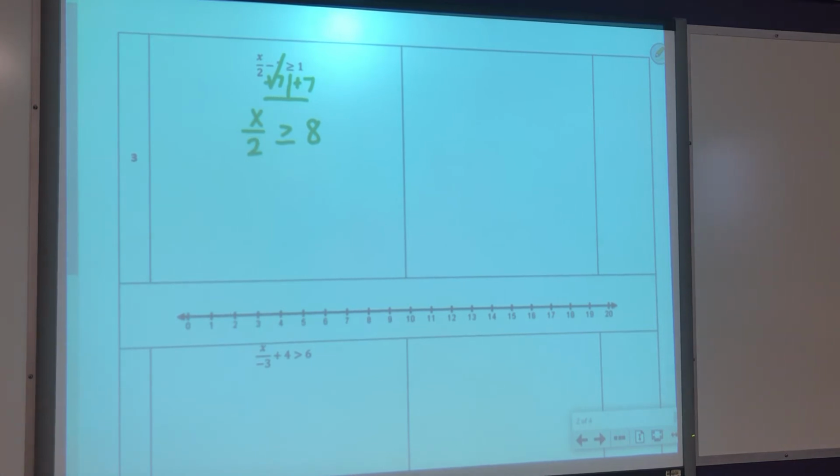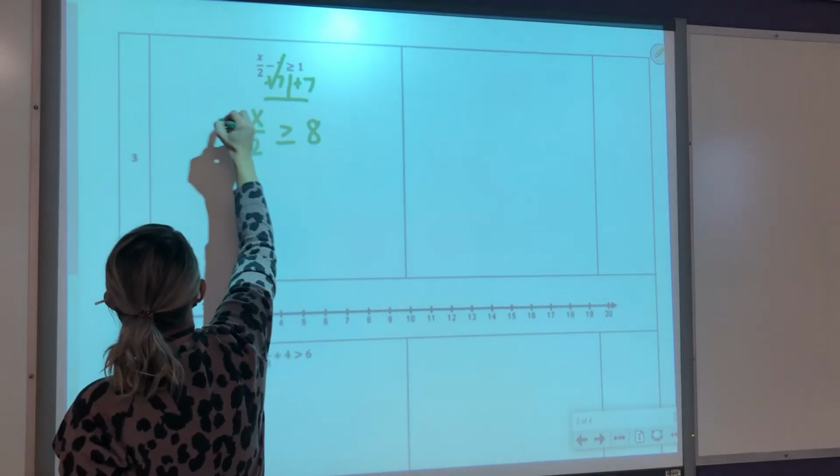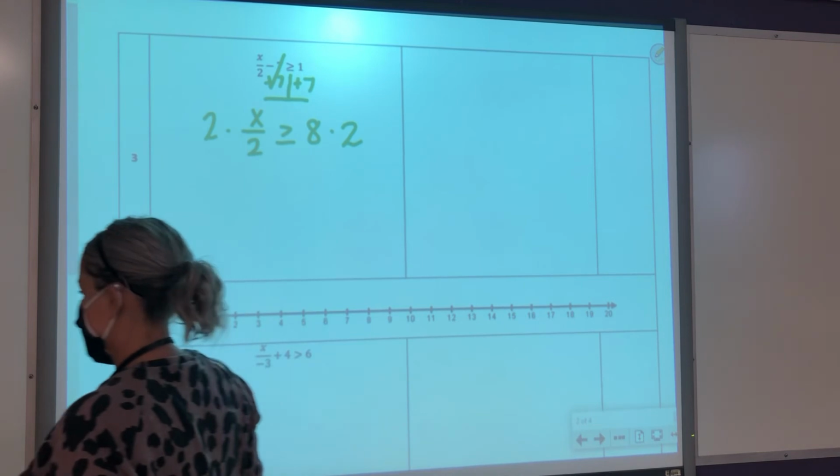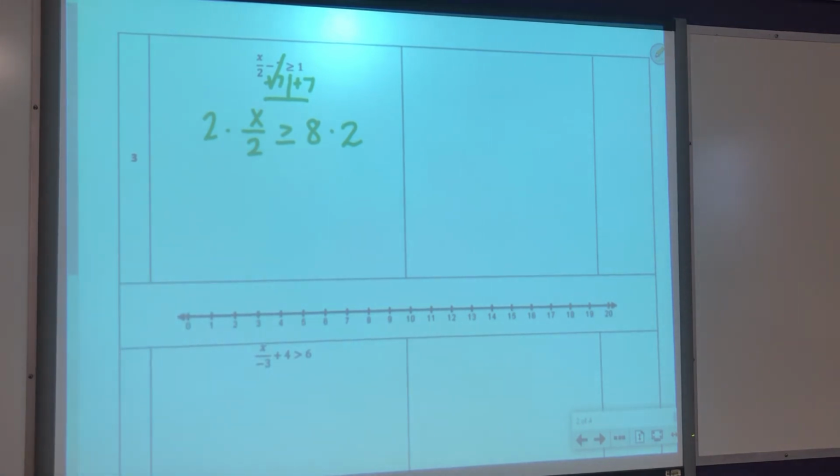Okay, x is being divided by 2. What's the inverse or the opposite of dividing by 2? Multiplying by 2. So I'm going to take left, and I'm going to take right. Okay, x is being divided, so I need to multiply it. Oh wait, never mind. Okay. I see it, yeah. Good catch. Right?